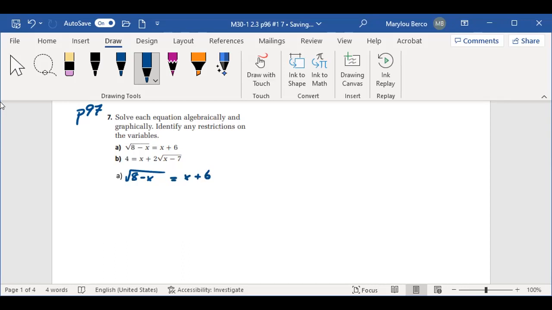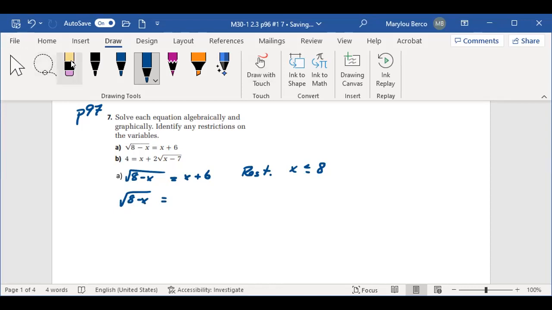The restriction will be x is less than or equal to 8. Just whatever's under the radical sign, we set it greater than or equal to 0 and find the restriction. Okay, algebraically, we have the square root of 8 minus x equals x plus 6.